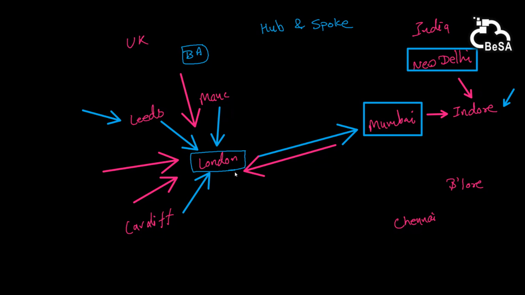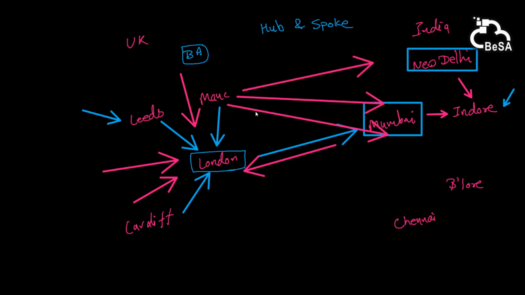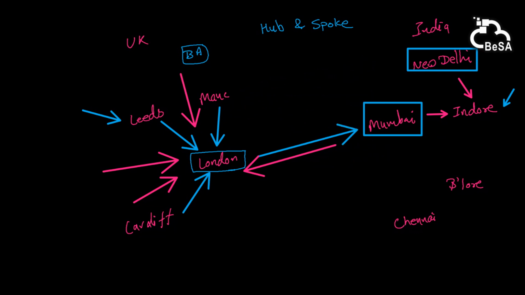Why? Because it is efficient. I don't want to keep on creating that many flights, which will be really, really complicated to maintain and operate, and it will not be economically viable. So that is the concept of transit gateway also. Nothing complicated, exact same concept. Let me explain that now.